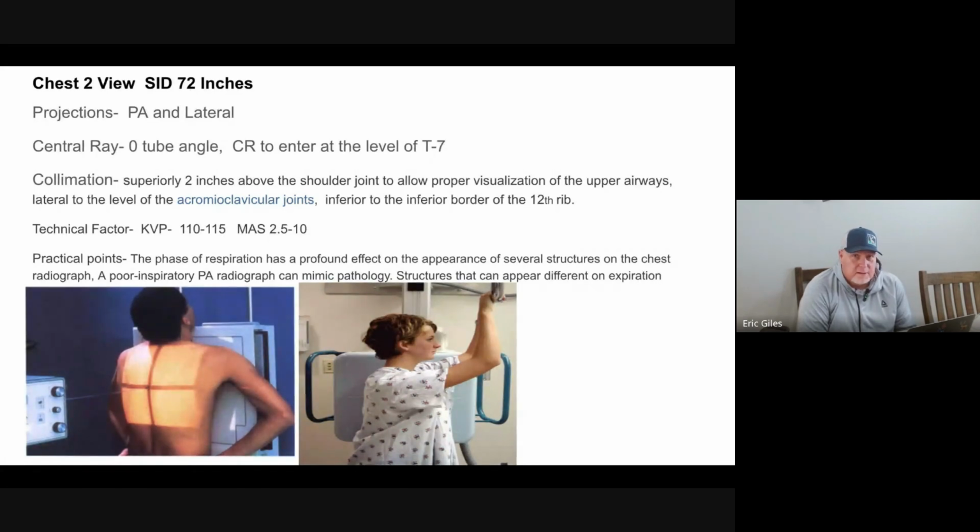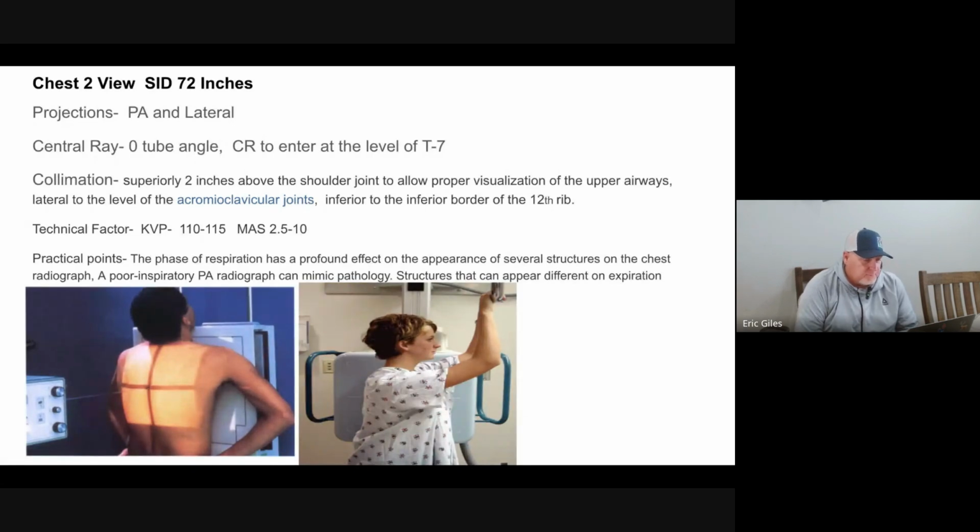The reason we take our picture at 72 inches is to reduce the magnification of the heart, for the fact that there's distance between the image receptor and the heart. We need to combat that by bringing our tube further back, which is going to reduce the magnification of the heart and give us a true value as far as the heart size goes, which is important. So always remember to shoot our chest at 72 inches.